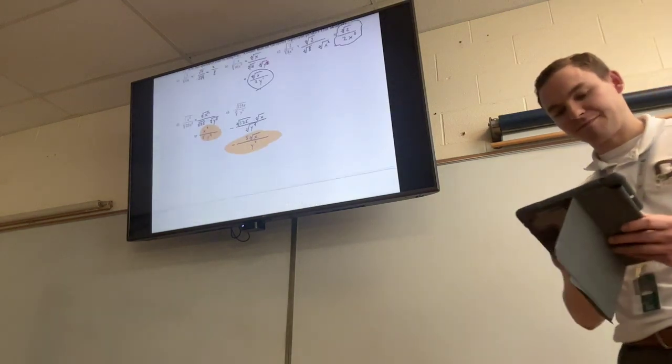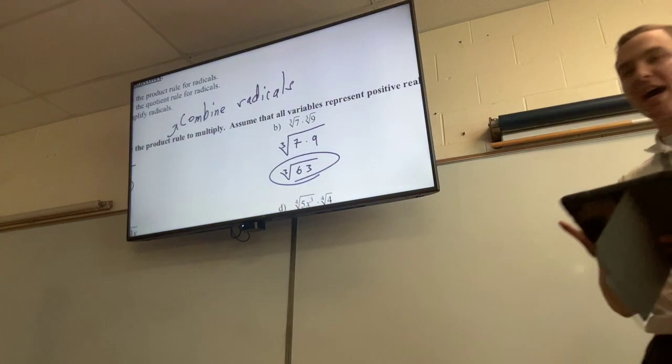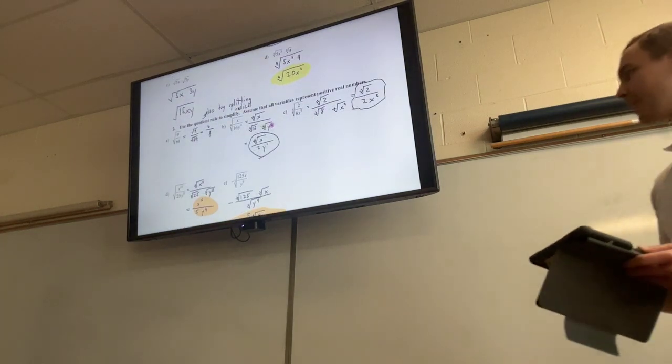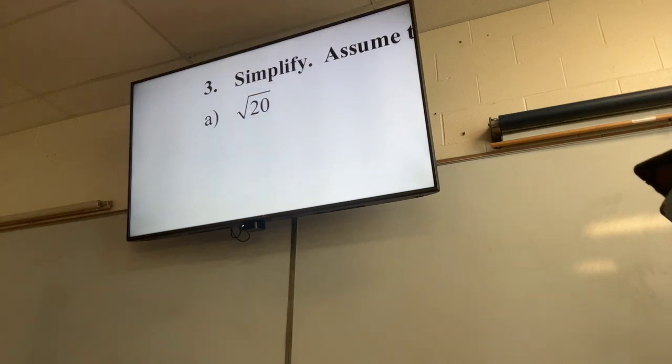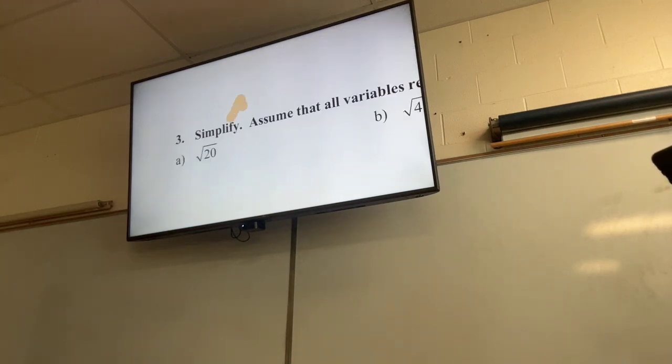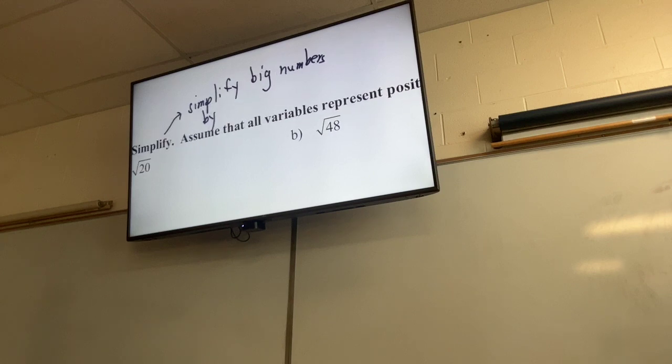For the first page, now it gets kind of tough. We talked about how we can combine radicals and split our radicals up. Now I'm going to show you how to simplify numbers. Another trick is to simplify big numbers by doing prime factorization. Do you know what I mean by Christmas trees? Okay, by doing Christmas trees.